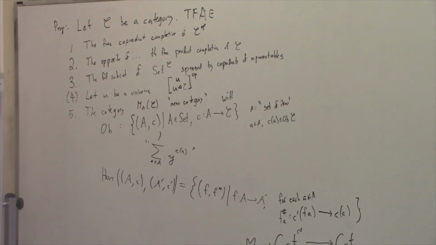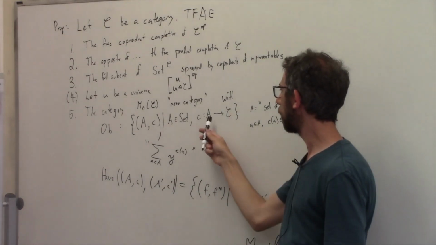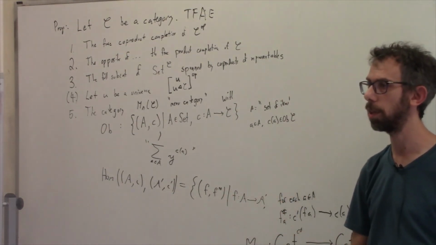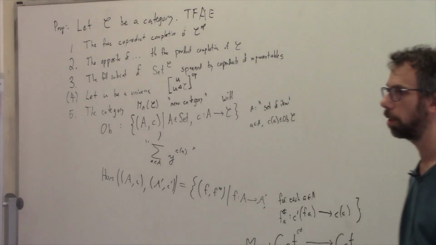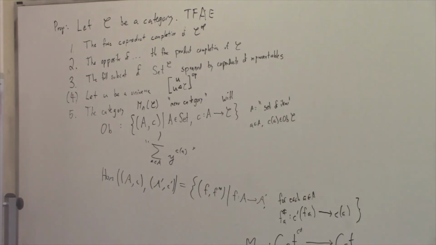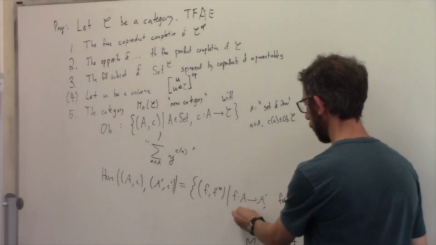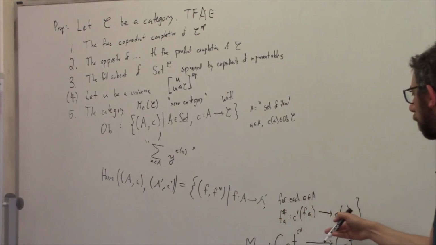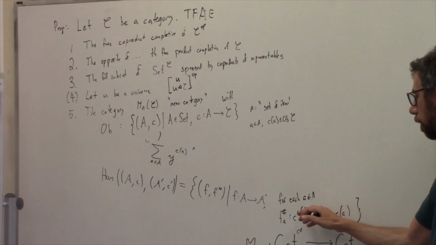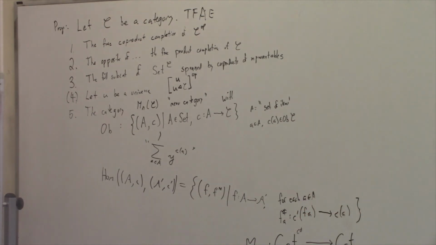And the menu category, or free coproduct co-completion, of 1 op is, well, it's a set and then a functor from that set to the one object category. But the one object category is terminal. The morphisms between these things are maps between those sets and then some crazy stuff on the other thing, but who cares because this thing is just terminal. So this thing is Set.